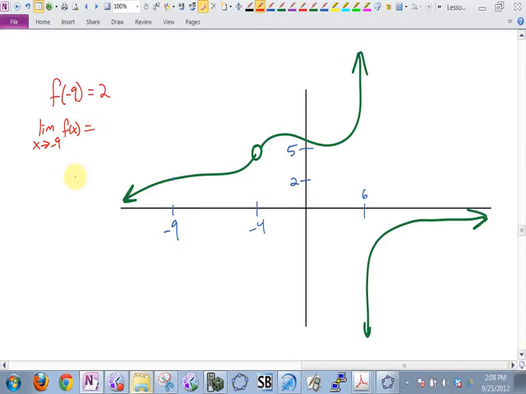So as my inputs get insanely close to -9, what do my outputs get insanely close to? 2. Okay? Was there anything weird going on in the function at -9? No. Whenever you have a function that is continuous through a point, won't the output of the function at that point be the same thing as the limit? Yeah. Okay? In fact, those are the easiest limits to evaluate.